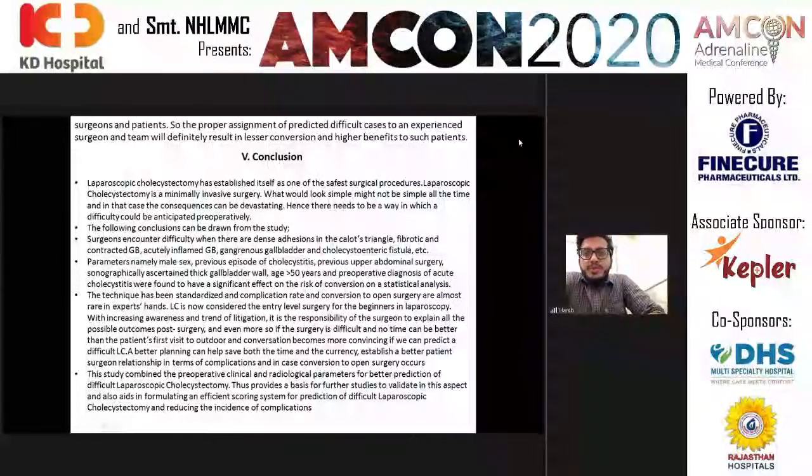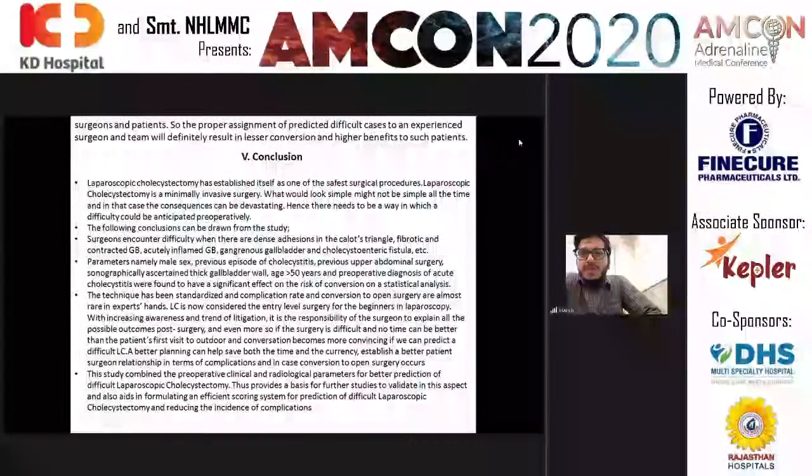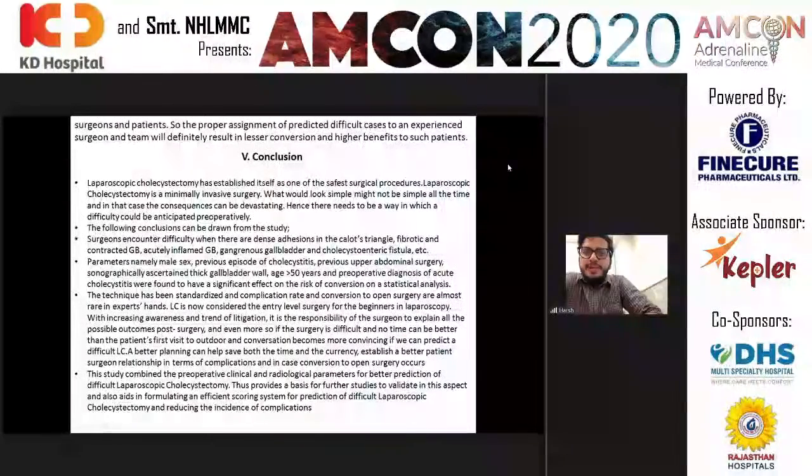Conclusion. Laparoscopic cholecystectomy has established itself as one of the safest procedures. LC is minimally invasive surgery. What looks simple might not be simple all the time, and in some cases the consequences can be devastating. Hence, there needs to be a way in which difficulty can be anticipated preoperatively.